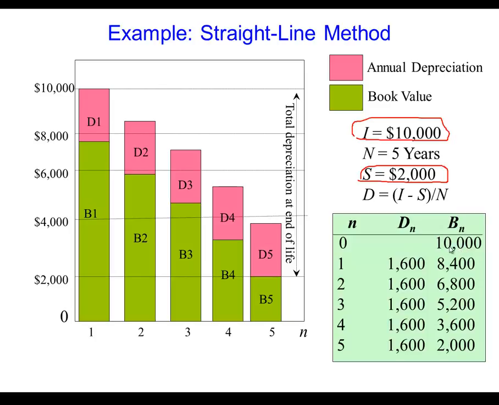That's why we can say that the initial value 10,000 minus 1,600 is 8,400, minus 1,600 is 6,800, and so on until we reach year 5. So the book value at year 5 will be $2,000. So using this value, we can calculate the book value over the 5 years as shown here.